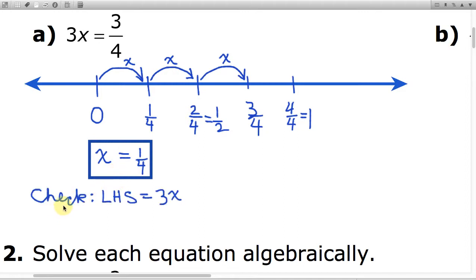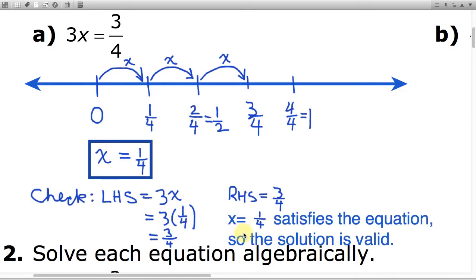Now we're also supposed to do a check. So you take the original left-hand side of the equation, which is 3x, and the original right-hand side of the equation, which is 3/4, and you have to substitute x equals 1/4 and replace x. So we do that, and 3 times 1/4 is 3/4. So since x equals 1/4 satisfies the equation, and when I say satisfies the equation, it makes the left-hand side equal to the right-hand side, that means the solution is valid.